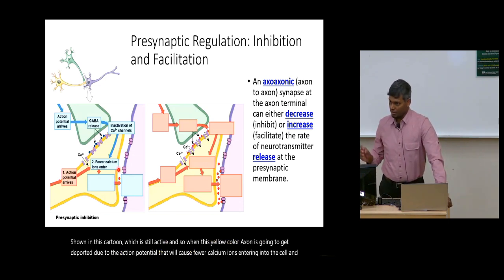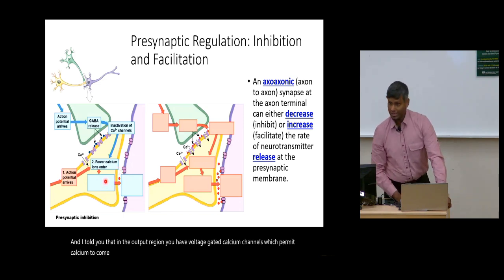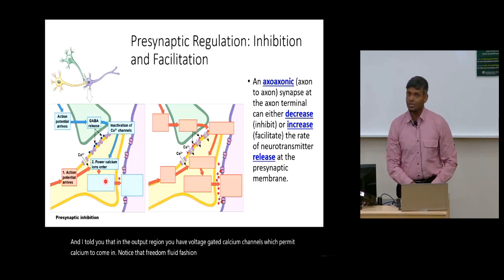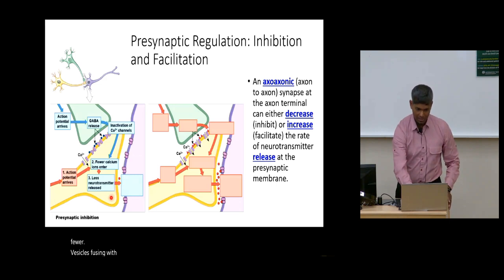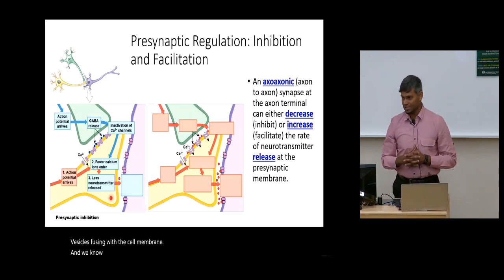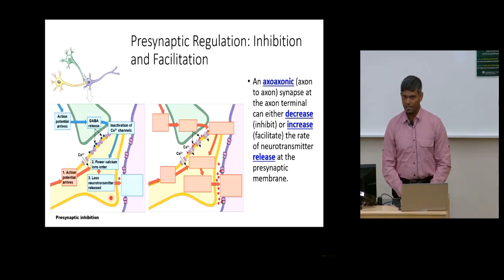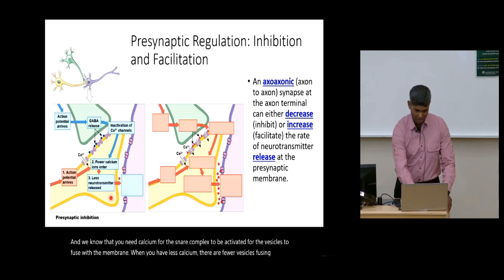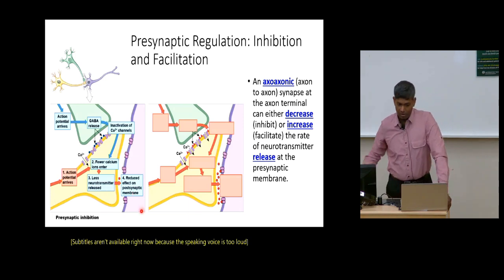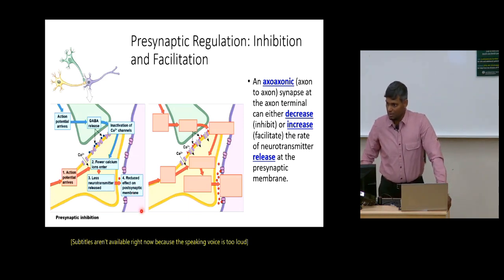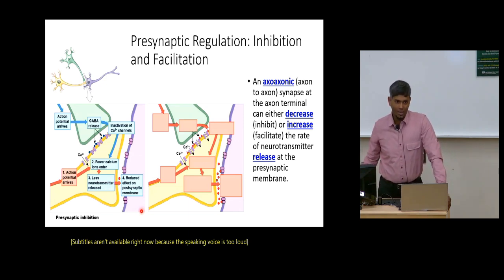I told you that in the output region you have voltage gated calcium channels which permit calcium to come in. Notice that fewer calcium ions enter, and as a result you will have fewer vesicles fusing with the cell membrane. We know that you need calcium for the SNARE complex to be activated, for the vesicles to fuse with the membrane. When you have less calcium, there are fewer vesicles fusing, less neurotransmitter is released, and as a result there will be a reduced effect on this postsynaptic neuron. So this is how there is presynaptic inhibition.